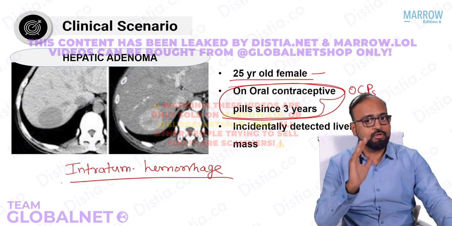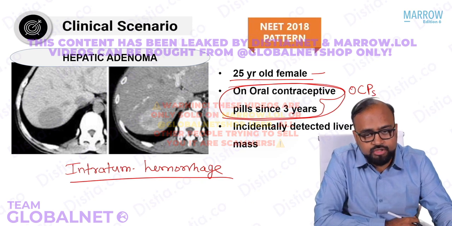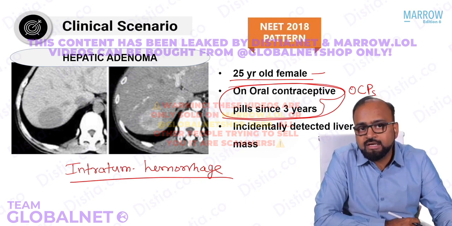Intratumoral hemorrhage. So most important for your exam is young female, on oral contraceptive pills, focal lesion in liver, it is hepatic adenoma. So this was a question which was asked. Now let us look at another history.